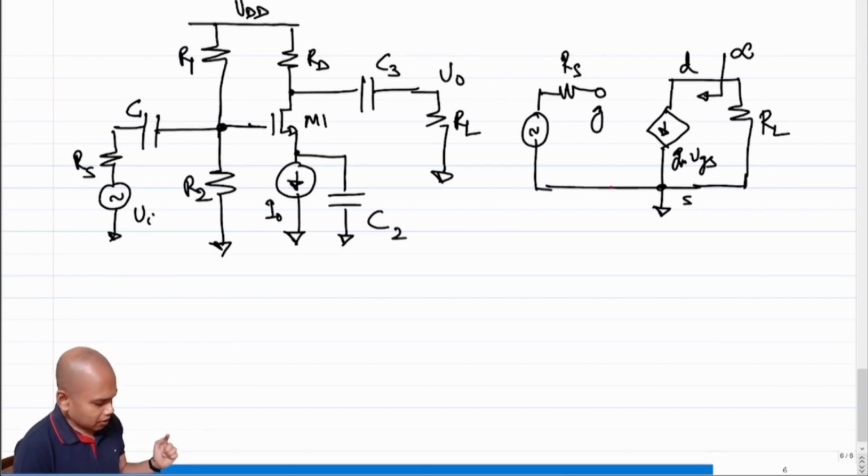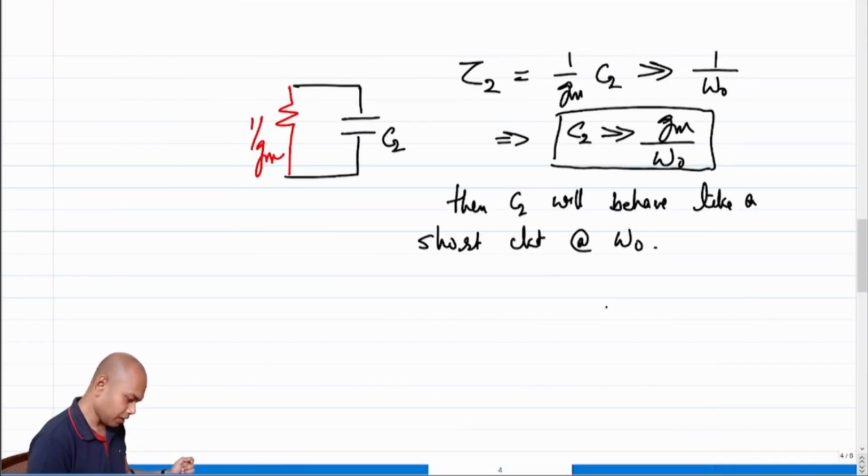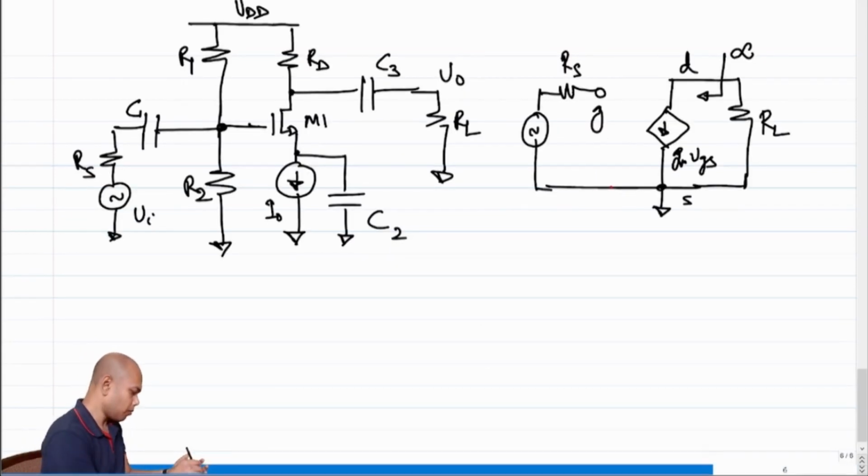But if we go back a couple of slides, yes, here. So what did we observe? We observed something interesting. If we were trying to figure out the Thevenin equivalent resistance looking into the source of the transistor, what was the Thevenin equivalent resistance that we got? We got it to be 1 over GM. Correct? So can you comment on the value of 1 over GM? Is it a large value or is it a small value?